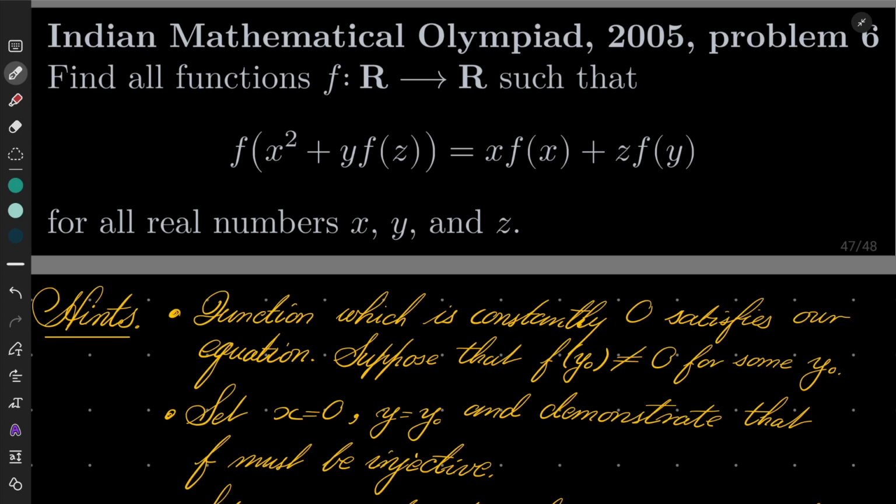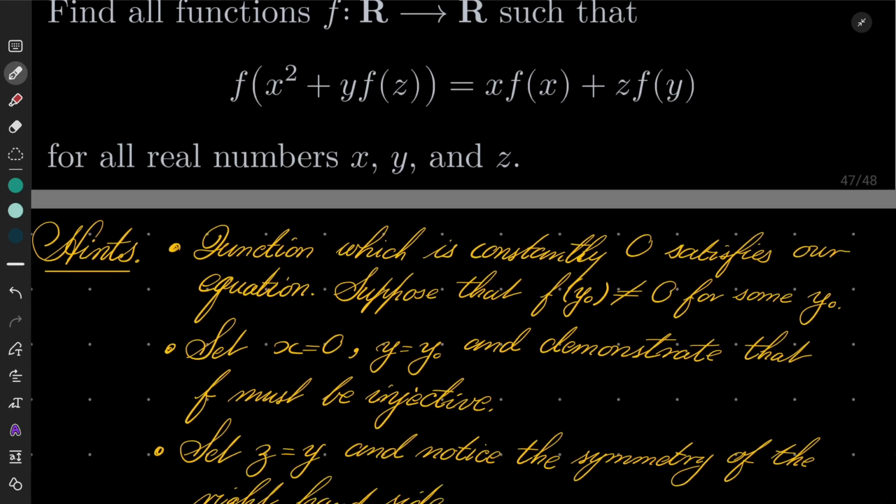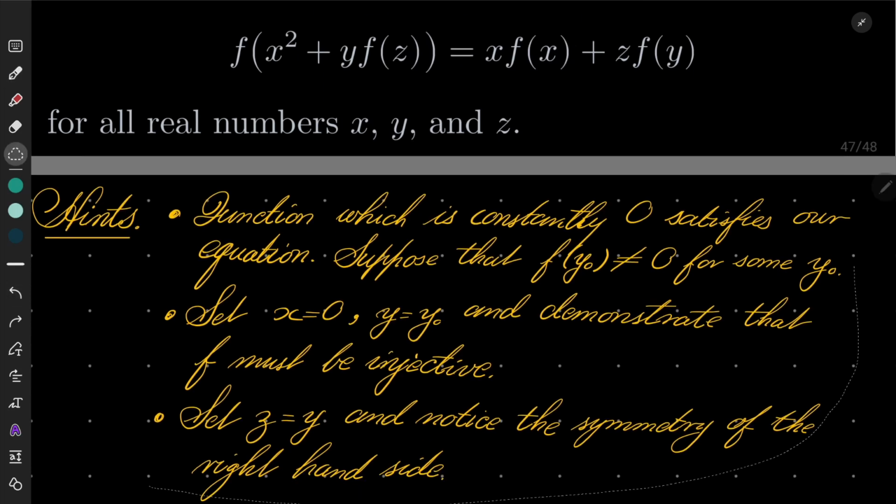So here are my hints for this problem. Notice that the function which is constantly 0 obviously satisfies our equation. So suppose that our function is not constantly 0, so f of y0 is not 0 for some y0. Then try setting x to be 0 and y to be y0 and demonstrate that our function f must be injective. Finally, set z to be equal to y and notice that the right-hand side of our equation becomes symmetric, and use this symmetry. So give this problem a try and I will see you in just a minute.